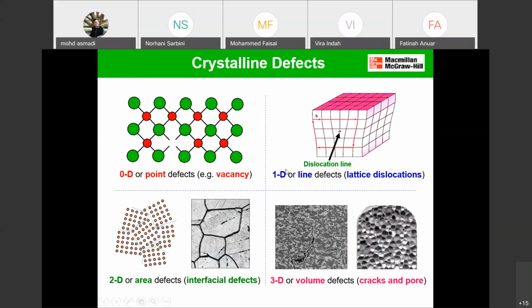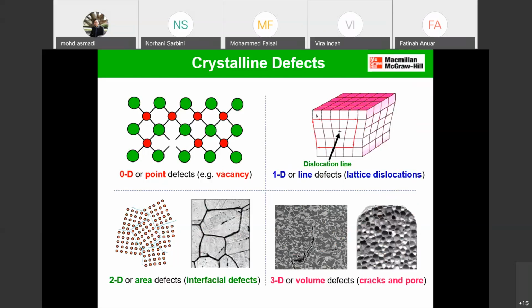Other examples are external surface, grain boundaries, twins, low angle boundaries, high angle boundaries, twists. Twists are almost similar to lattice dislocation. Stacking faults, void. A void is also like a vacancy. Precipitate, that is an example of 0D, 1D, as well as 2D defects. So please remember that one. Please take note of what I already told you about the examples of the 0D, 1D, as well as 2D defects.